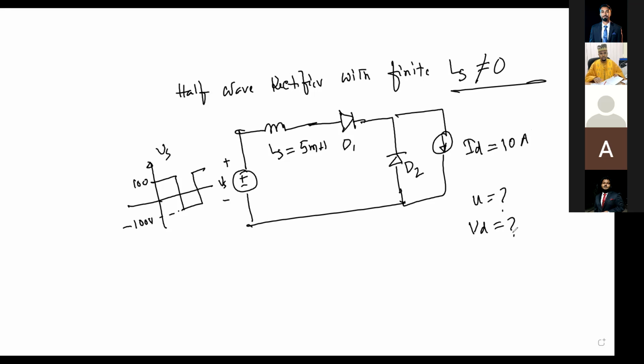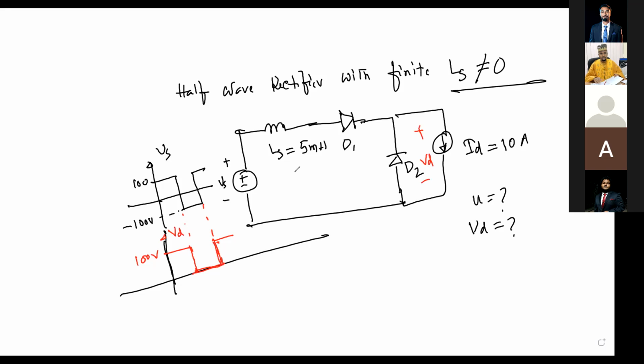First, you draw the output voltage. What should be the output voltage? Half wave rectifier. If there is no LS, what should be the output voltage? Same as only half of the input, like this, right? And this will be 100 volt, and this will be VD.